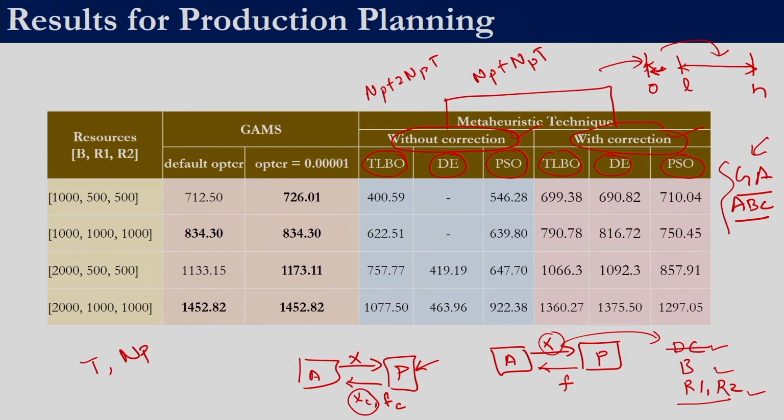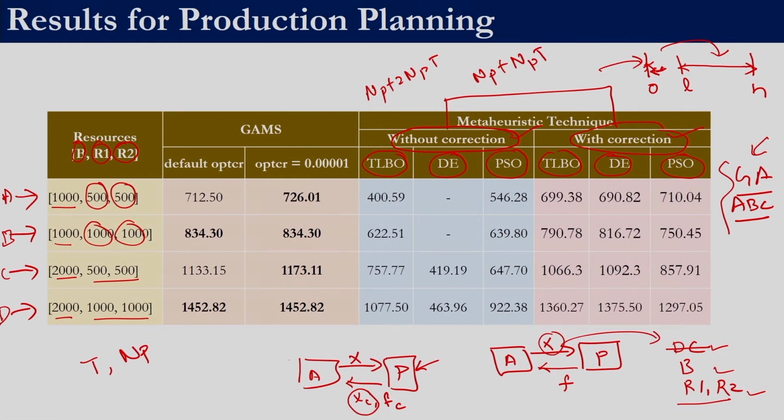So, here we have 4 cases: case 1, case 2, case 3 and case 4. These cases differ based on the amount of budget and raw material 1 and 2 which are available. If we say that this is case A, the amount of budget that is available is 1000, and the amount of raw material 1 and 2 that is available is 500. In case B the budget is still 1000, whereas the amount of R1 and R2 available is 1000. For case C and case D the total budget available is 2000, and for case C the amount of raw material available is 500, and for case D it is 1000.